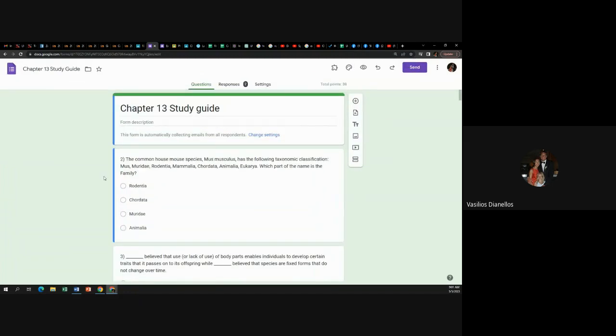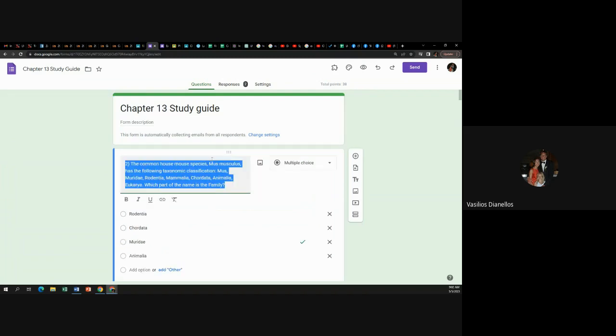The common house mouse species Mus musculus has the following taxonomic classification: Mus, Muridae, Rodentia, Mammalia, Chordata, and so on and so forth. Which part of the name is the family? So I like this question. You'll probably have it on the exam. Of course, I'll change the species. But the reason I like it is because it requires you to know two things. First of all, you need to know that this is the species name, right? You need to recognize that and say, oh, yeah, that's a species name.